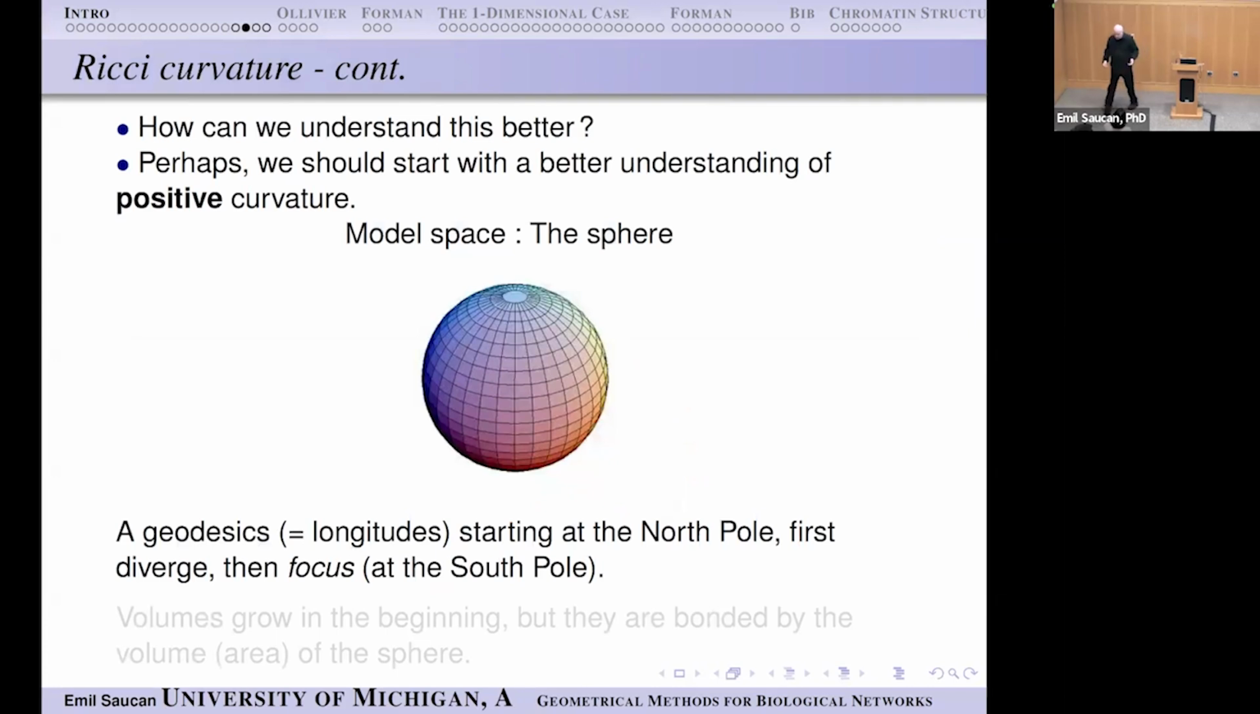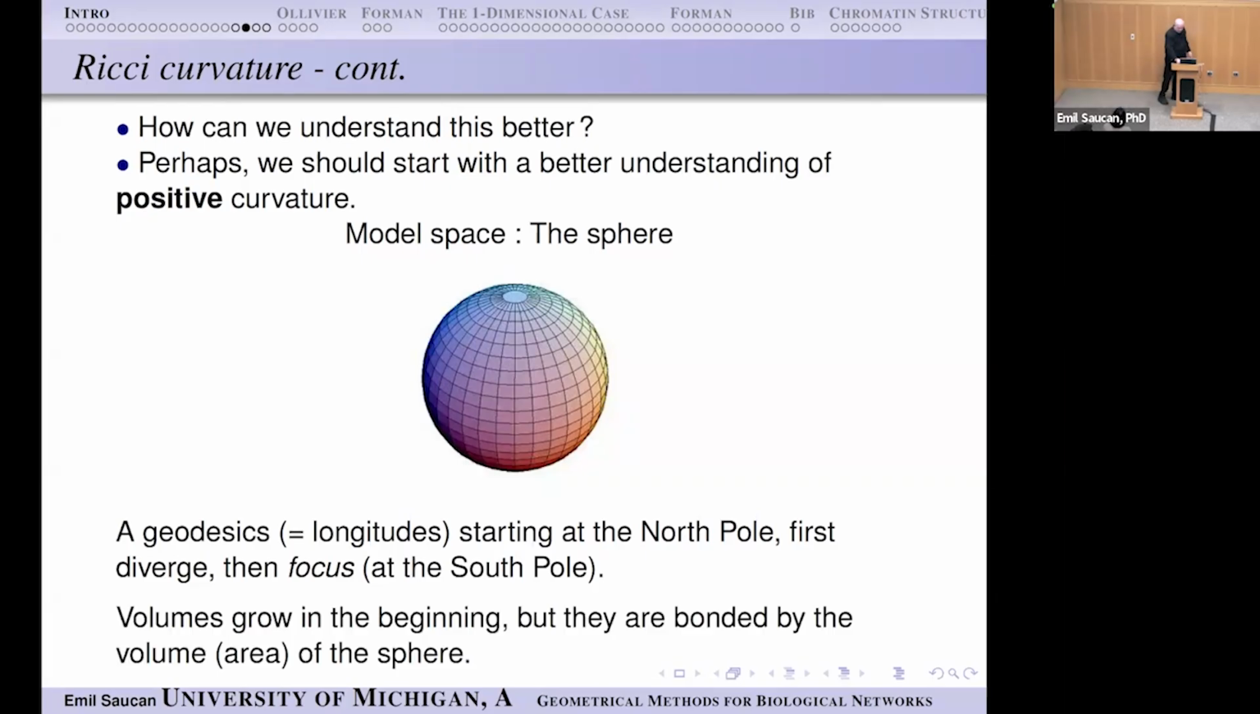For positive curvature, the phenomenon is captured by the sphere. If you start from the North Pole, the straight lines are the geodesics, the meridians. They start, they go apart, and then meet again here. So it's an Auf-Wiedersehen kind of theorem. You have to meet again. So that's positive curvature. You can't go too far.